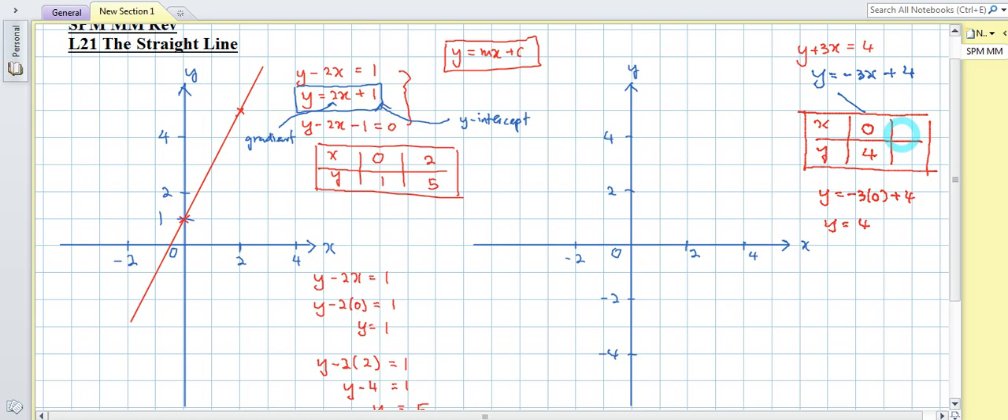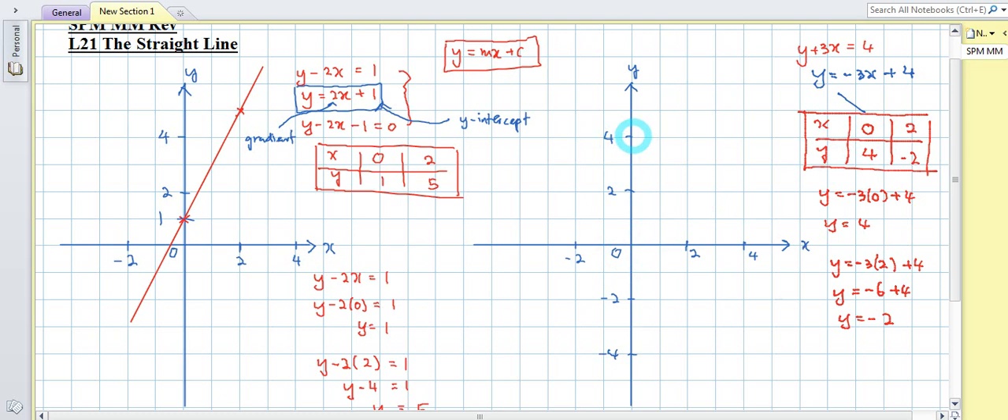Okay, now you have 1 point. Okay, we just need another point. Just take 2. Okay, so y is equal to negative 3 times 2 plus 4. Okay, so this is negative 6 plus 4. We will get negative 2. Okay, now we have 2 points. We can start to draw the straight line. See whether the straight line is going downward and cuts the y-axis at 4. Should be correct.